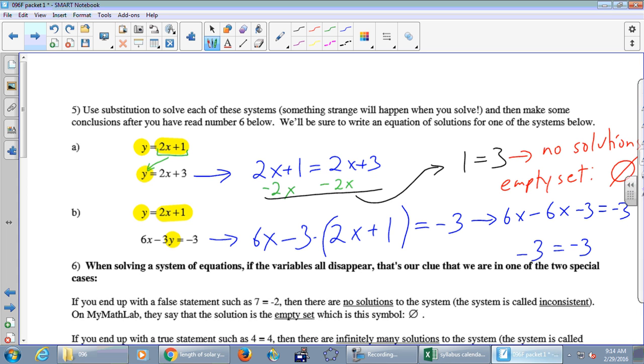Okay, coming back down here to the other special case where we got negative 3 equals negative 3. What do you think? No solutions or infinitely many? Infinitely many. Negative 3 equals negative 3 is true all the time. This tells us that there are infinitely many solutions. Same line twice.